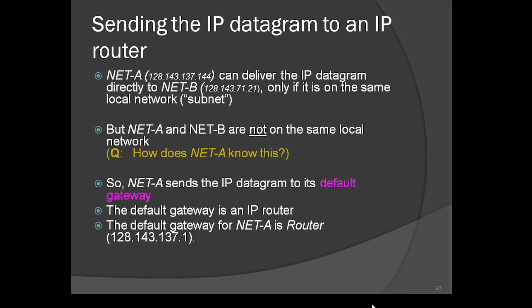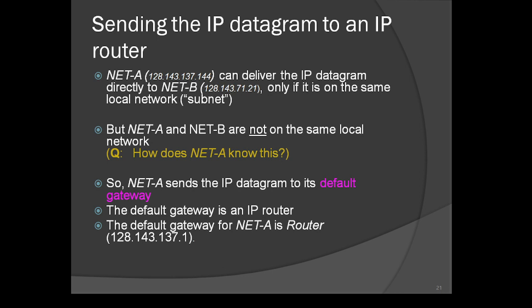Okay? So, sending the IP datagram to an IP router. Net A can deliver the IP datagram directly to net B only if it is on the same local network. It can directly connect if net B is on the same network as net A. But net A and net B are not on the same local network.